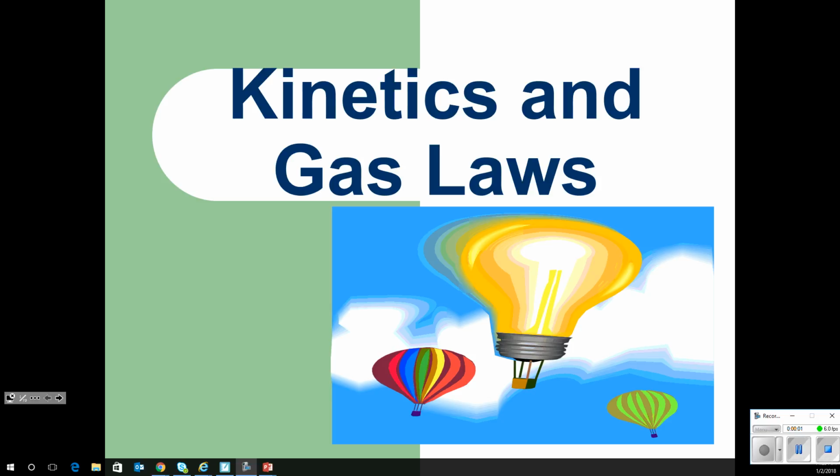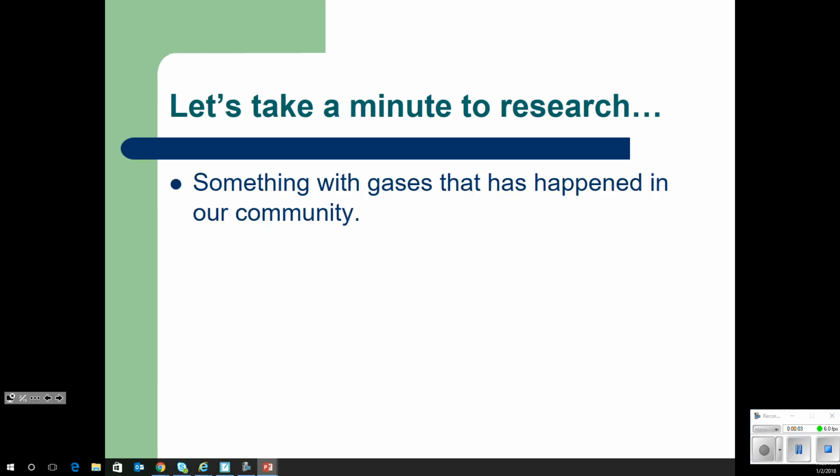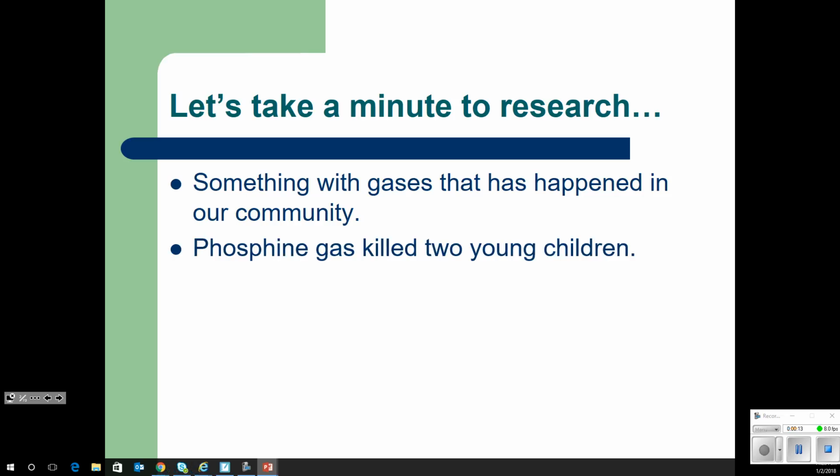Okay, so kinetics and the gas laws. If you've got your paper out in front of you, we're going to take a few minutes to do some research on something that happened with gases in our community. There were 2 young children that were killed with phosphine gas. It's been about 3-4 years, something like that.